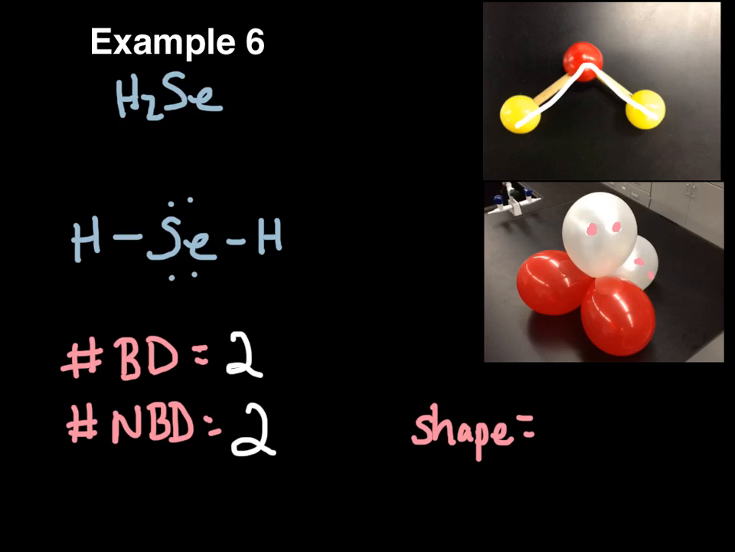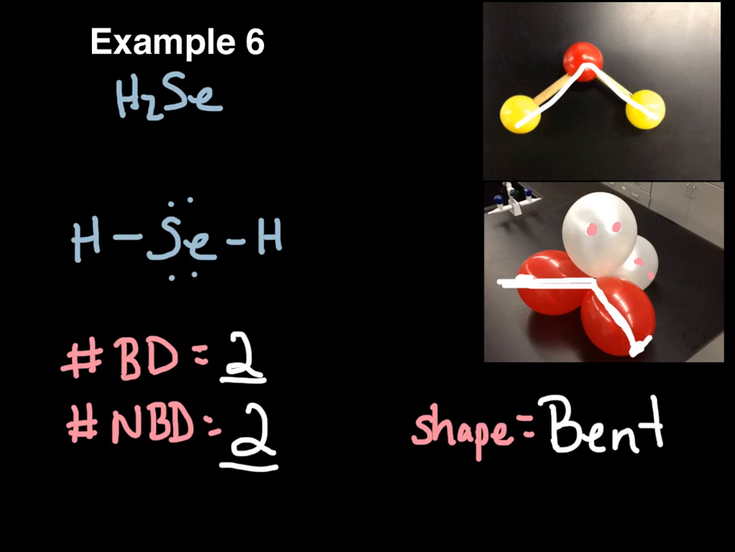And so if we look at the shape, the red balloons make the shape. The white balloons influence the shape because they push these down away from each other. They're repelling and pushing these other ones down further away, or really these electron pairs is what they're pushing. So that shape is just called bent. If you have 2 and 2, 2 bonding and 2 non-bonding, then that's going to be a bent shape.